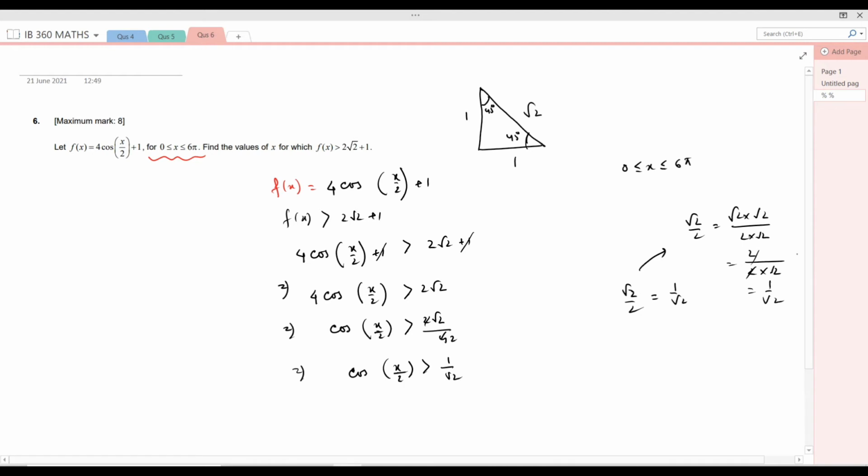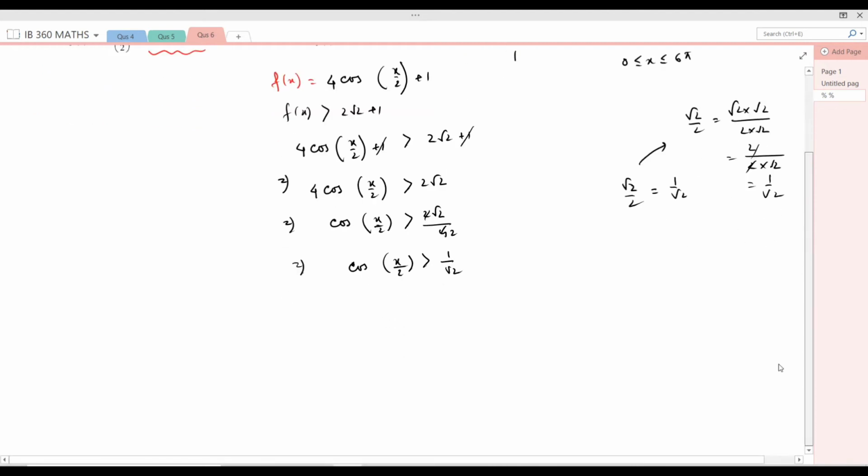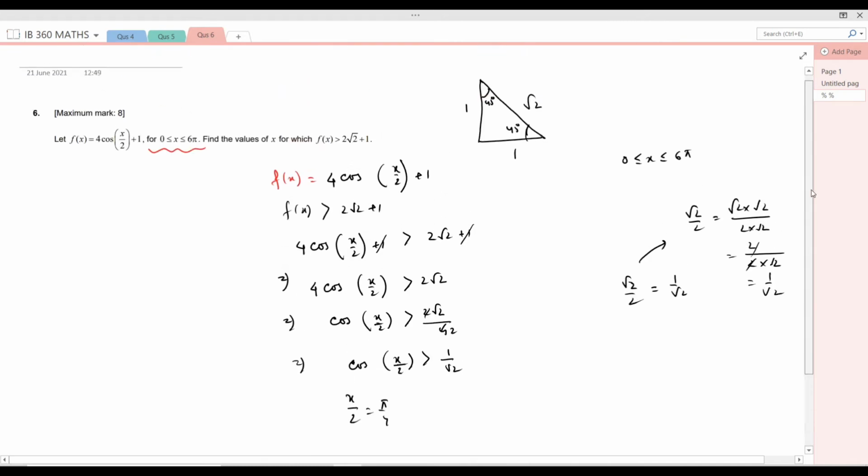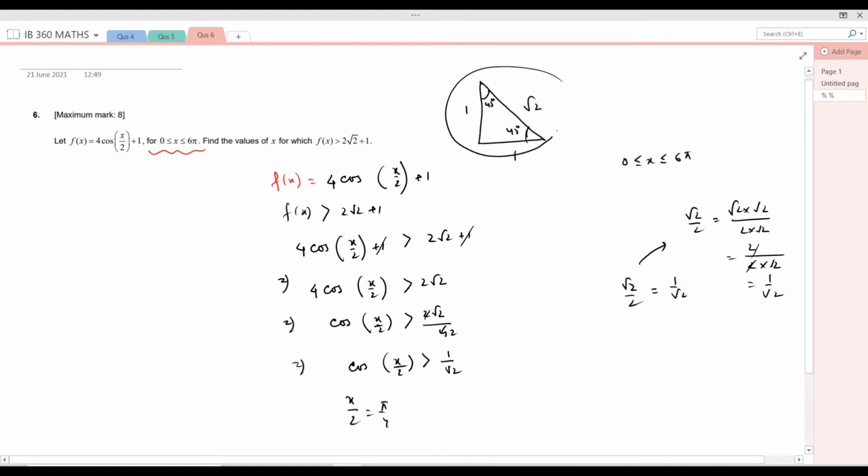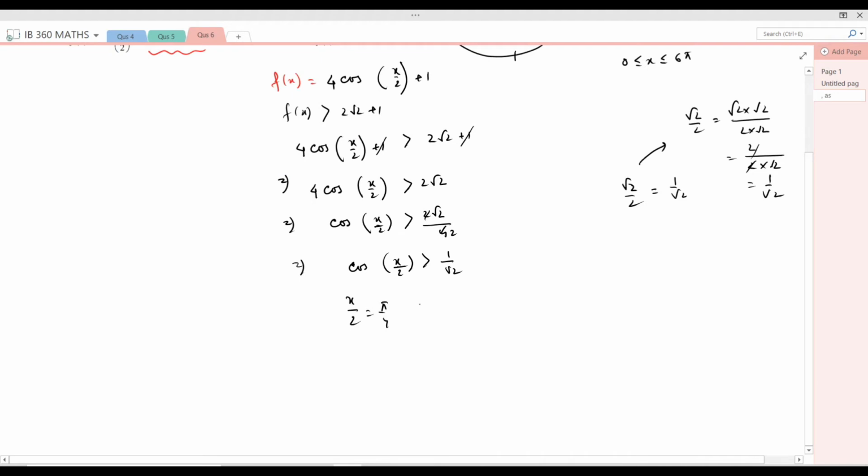For this we will do this calculation here, that is for x, here x by 2 is equal to pi by 4. From this image we can see, x by 2 is equal to pi by 4 for 1 by root 2. Then the values that x by 2 can fetch are 2 pi minus pi by 4 as well as 2 pi plus pi by 4.